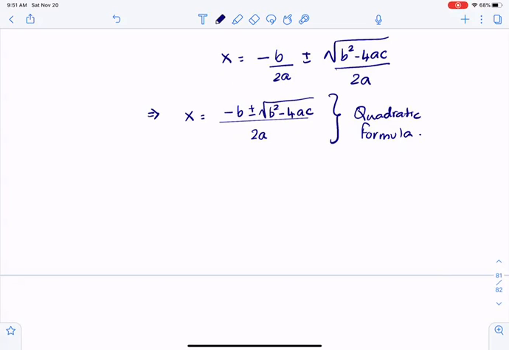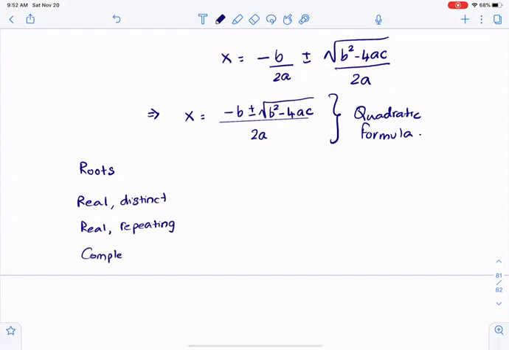So what do I mean by that? We could either have roots that are real and distinct, real and repeating, or complex, both. So how do we determine this? Well, we have something called the discriminant.